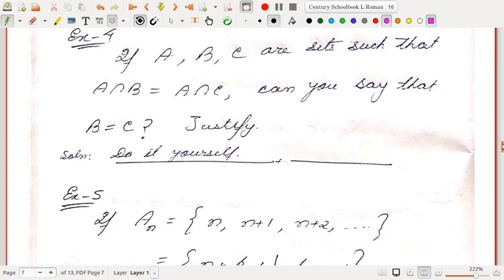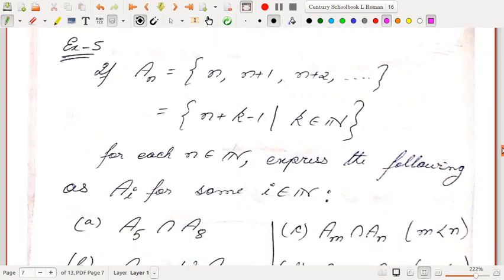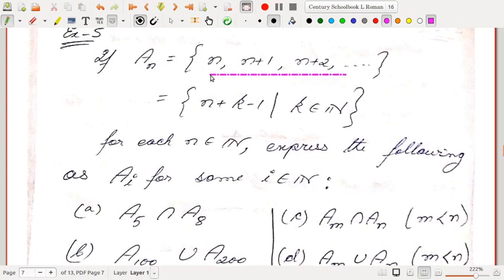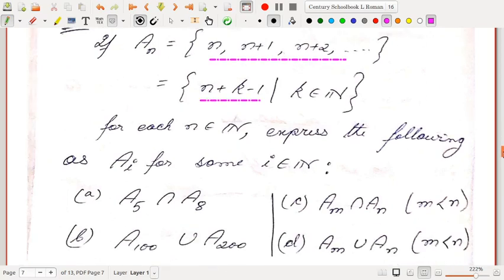So this also you have to justify. Okay. Another exercise, let A_n equal to {n, n plus 1, n plus 2, ...}. That means the set of all natural numbers starting from n onwards. Okay. So we can write it this way in set builder form, {n plus k minus 1, such that k belongs to natural numbers}, for each n belonging to N.